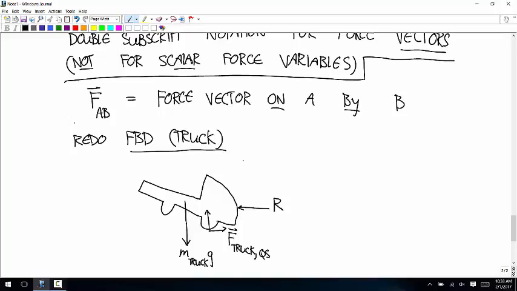And then keep going around, and you get to where the pig is sitting. That's an unknown direction, so I'm going to write that as the force on the truck by the pig. Now we're done with that free body diagram.